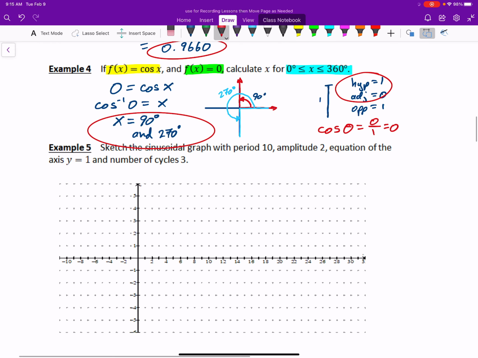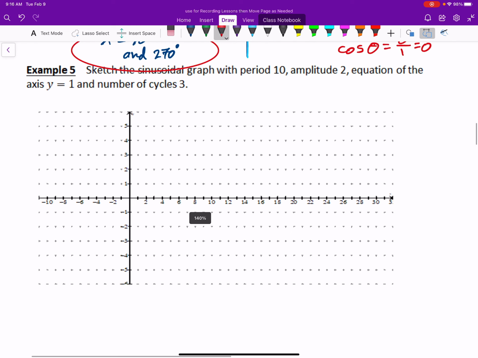So that's just sort of a taste to get us thinking about how things work when we put them on a full Cartesian plane with a full 360-degree rotation. Sketch the sinusoidal graph with a period of 10, an amplitude of 2, an equation of the axis of 1, and a number of cycles 3.